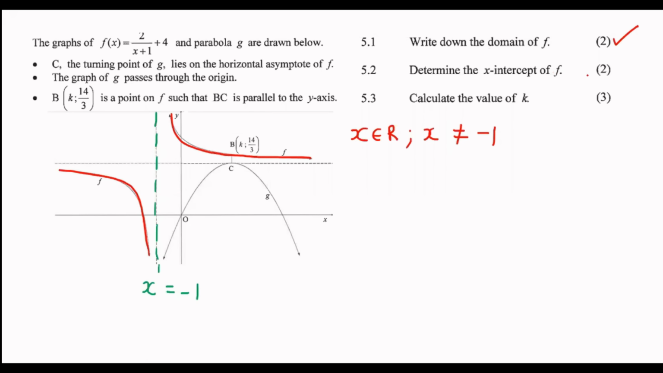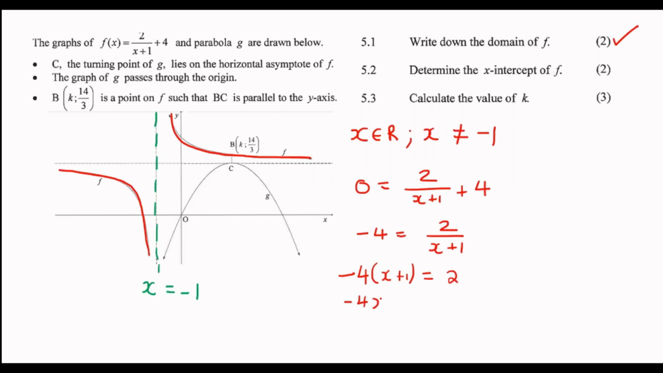5.2, determine the x-intercept of f. That's very easy. Hey guys, to find the x-intercept, you make y equal to 0. Then what I would do here is take the 4 over. Then I would take this x plus 1 and multiply it over to the top. So that would go minus 4 bracket x plus 1 equals 2. And then I would multiply the 4 in. You can do this however you want, but I'm going to take the negative 4 over, so that'll become 6.